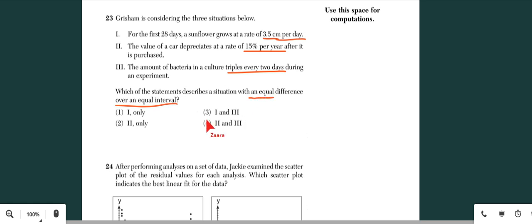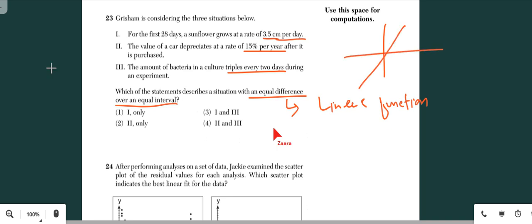Equal difference over an equal interval, that means which of the situations is giving us a linear function? Because this is a characteristic of a linear function: if you take the equal difference, it will give you the equal change in the y values. So, describe a situation of equal difference over an equal interval. Is it clear how I got that they are asking about a linear function? Got it? Not really.